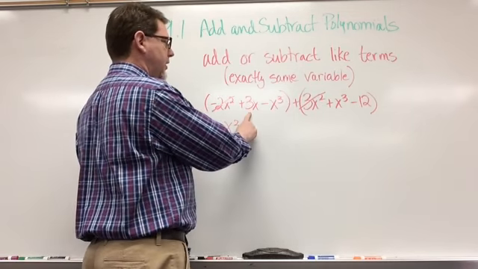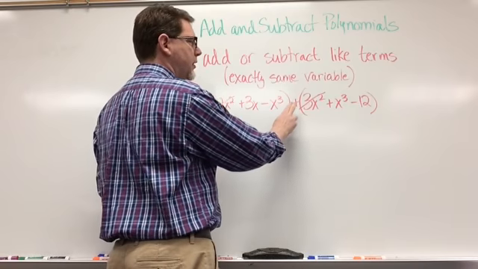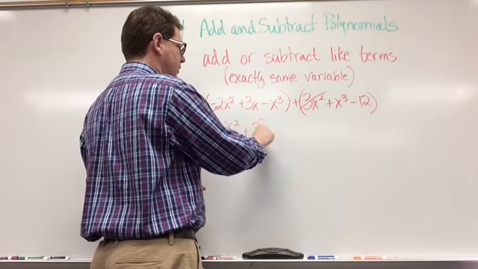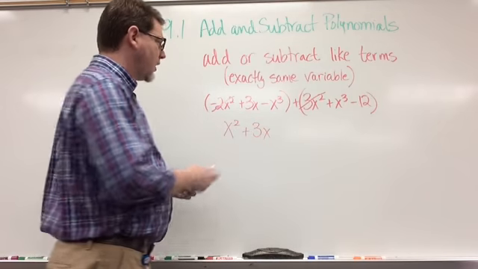So then I'm going to go to 3x. I've got positive 3x plus, well, there's no other plain x, so I'm just going to write down 3x, and I'm going to cross that one off.